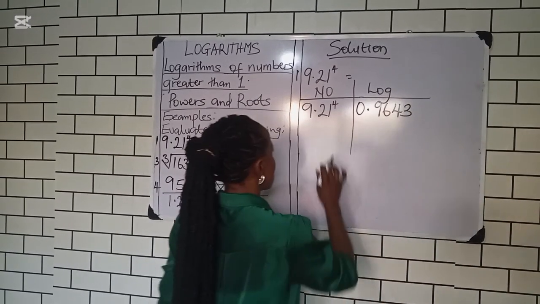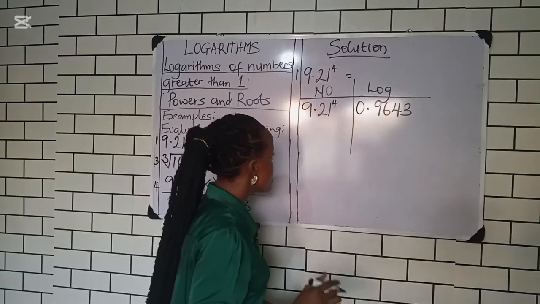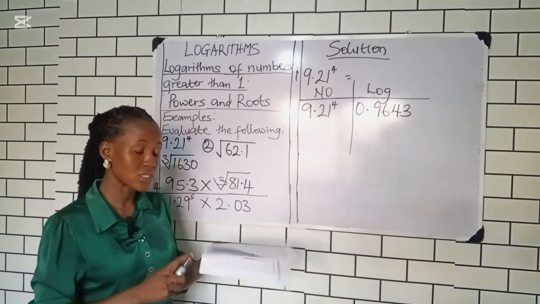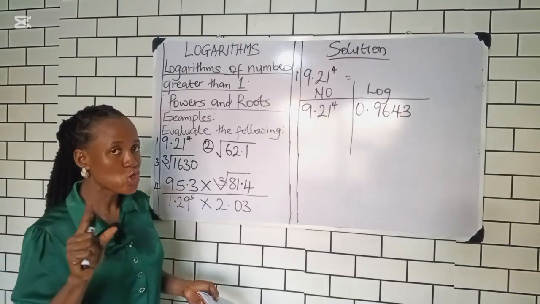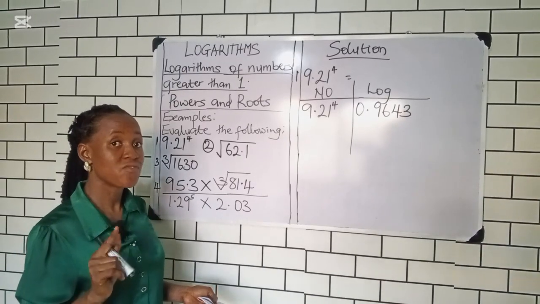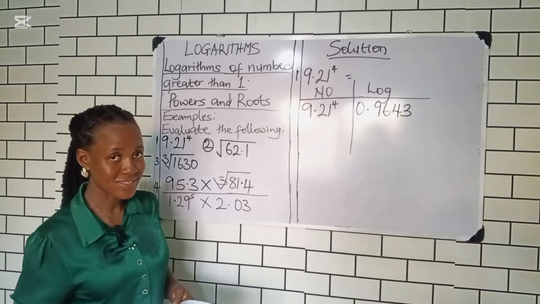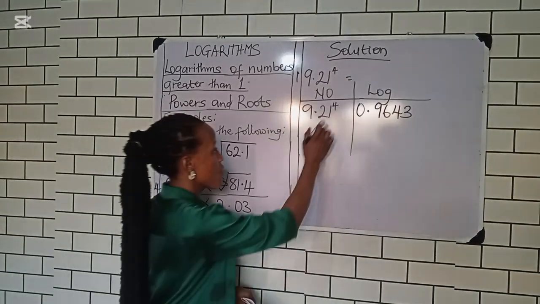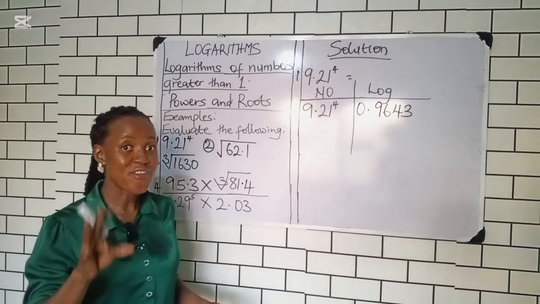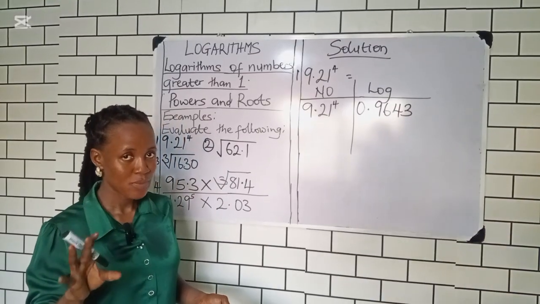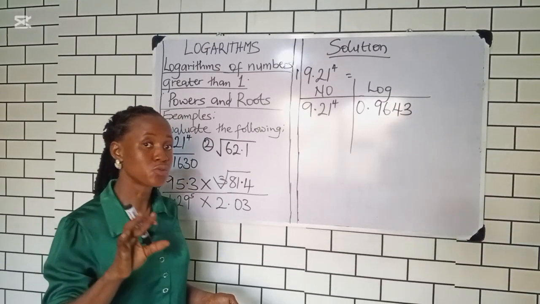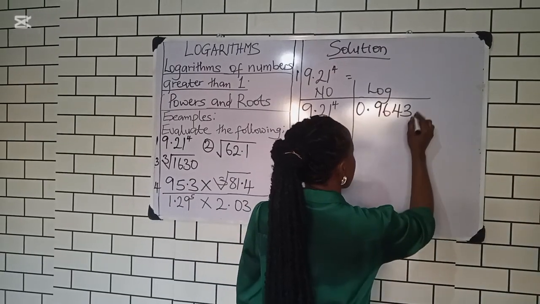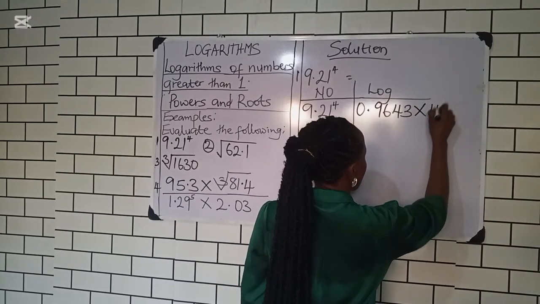Now, because of this power 4, when it comes to powers and roots in logarithms of numbers greater than 1, we are going to be applying the multiplication and division laws of indices. Whenever you have power, you multiply. If you have root, you divide. Power, multiply; root, divide. What we have here is power of 4. Therefore, we're going to multiply by 4.